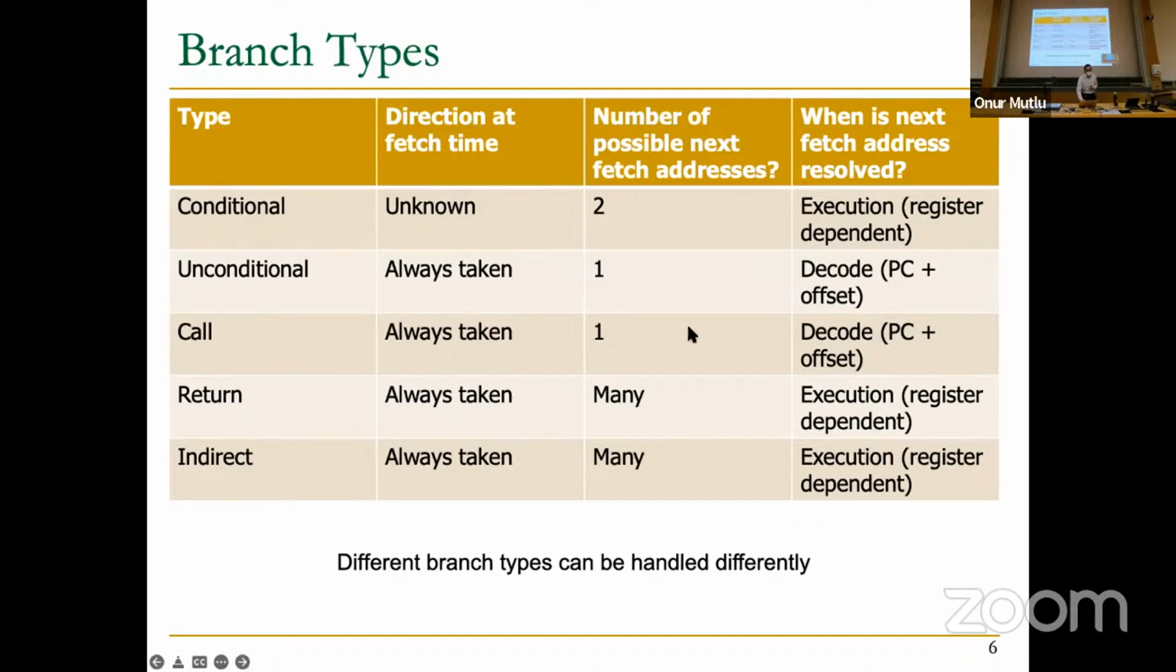Calls are always taken, and the target address is determined in decode. Returns are always taken, but the target address can be many, not just one, because you may jump to a function from many different call sites. And when you return from that function, you should be able to go back to the call site that initiated the function, right?